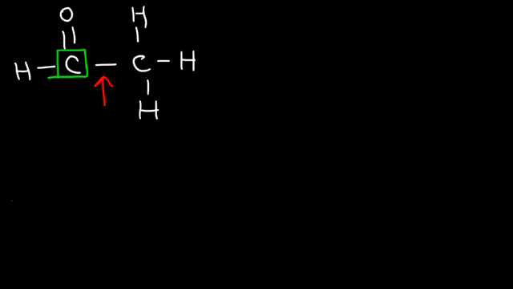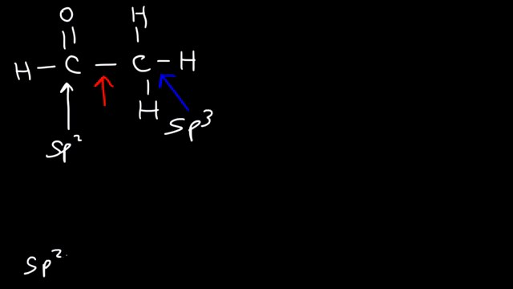Let's start with the carbon on the left. It has 1, 2, 3 groups. So therefore, the hybridization for that carbon is sp2. Now what about the hybridization of this carbon atom? It's attached to 1, 2, 3, 4 groups. So therefore, the hybridization for that carbon atom is sp3. So we could say that the bond is sp2, sp3 hybridized.